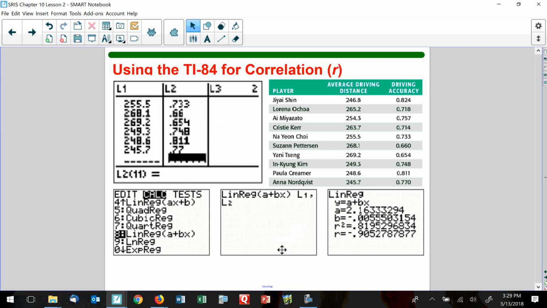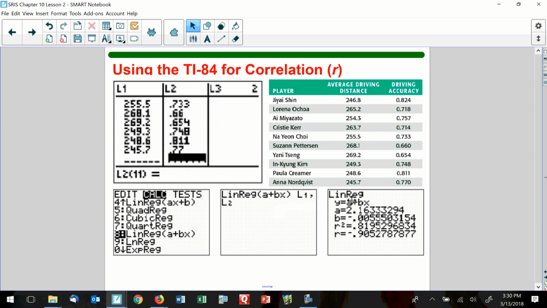Okay, we're back. So now what you do to get correlation, we go to Stat, and we move over to Calc, okay? And we go down to number 8, LinReg A plus BX. Don't use the AX plus B. Use number 8, LinReg A plus BX. Hit Enter. If you have the wizard that asks you where the lists are, you're going to do L1 and L2. If you don't, just do L1 comma L2, okay? And the rest of it should just stay the same.